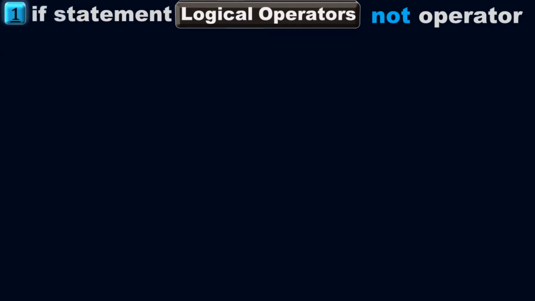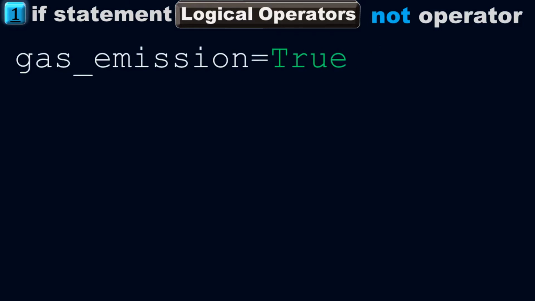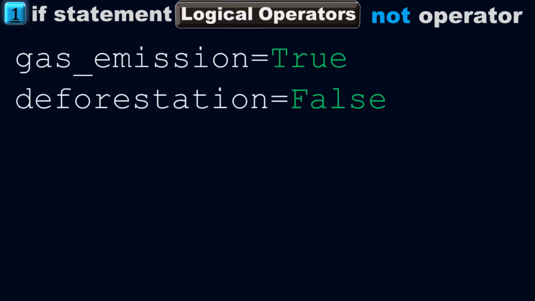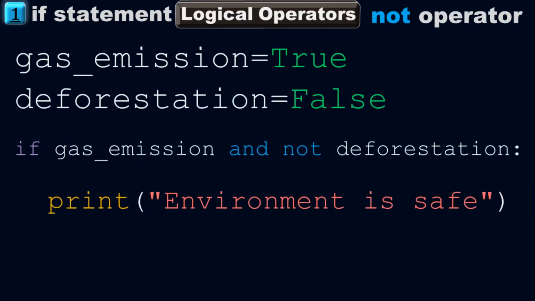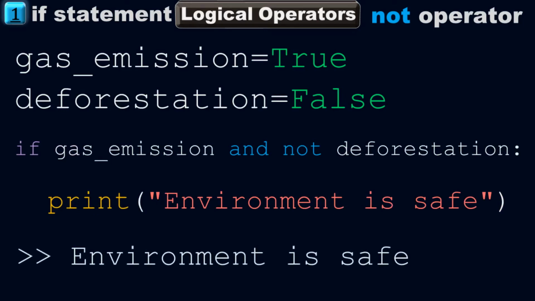Example number 1. For example, I have two variables. One is gas emission equals true and the other is deforestation equals false. If gas emission and not deforestation, then take the printf environment is safe. You will get your final output: environment is safe. This will be the answer.